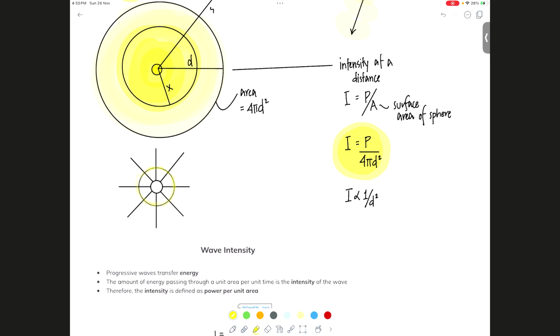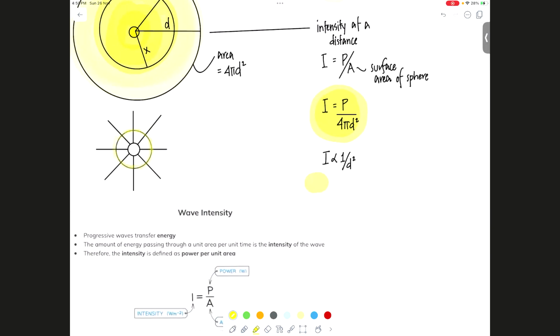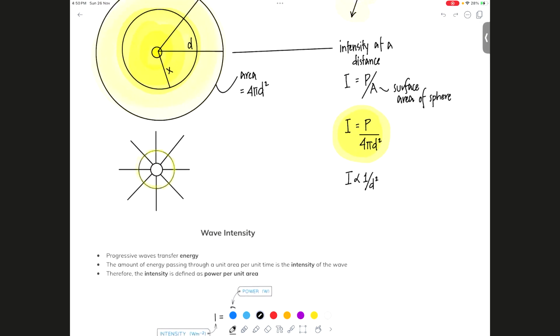So this idea is called the inverse square law. Our inverse law: I is proportional to 1 by d squared. That's it. So intensity is just that concentration. Yes, it is actually.